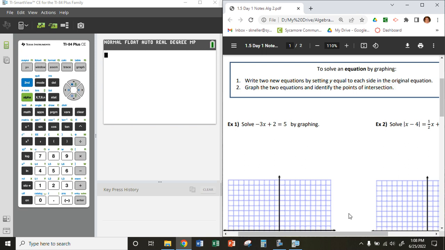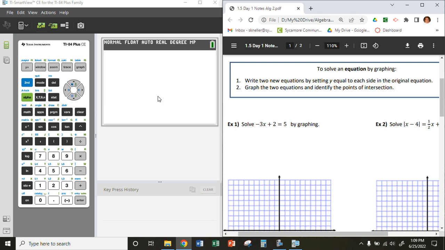So you can see on the right hand side of the screen, those are your notes from section 1.5, day 1, and we're going to solve example 1 and example 2. So you can see the steps above. It says to solve an equation by graphing, we're going to write two new equations by setting y equal to each side of the original equation. So if we look at example 1, that negative 3x plus 2, we're going to set that equal to y in our graphing calculator. And then the 5, the right-hand side, we're going to set that equal to y in our graphing calculator.